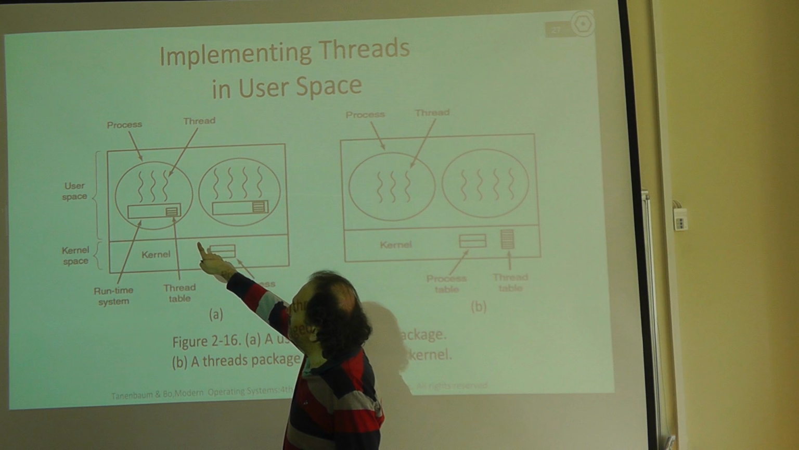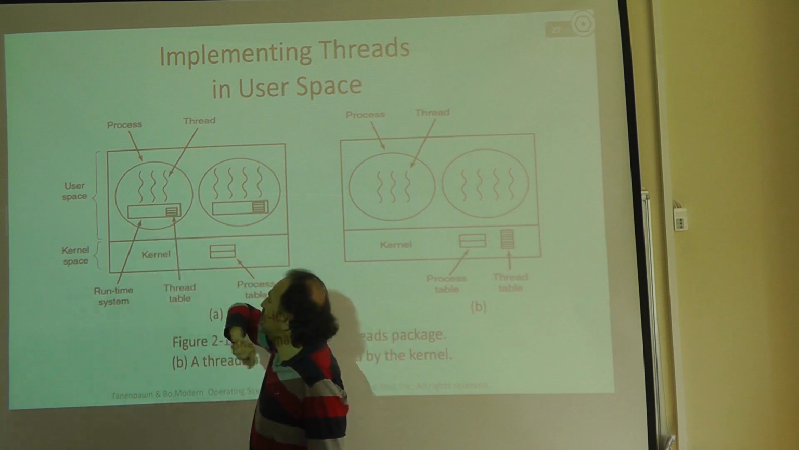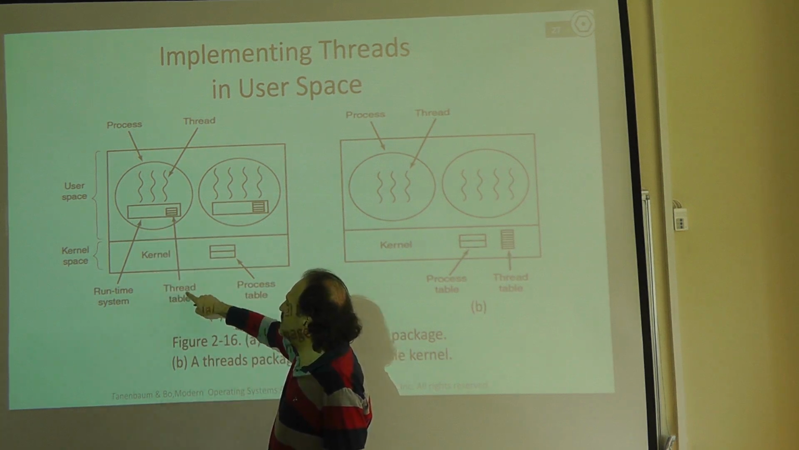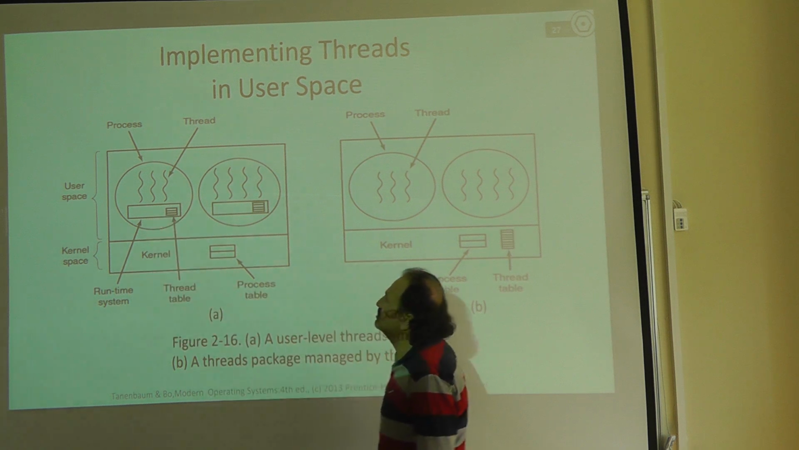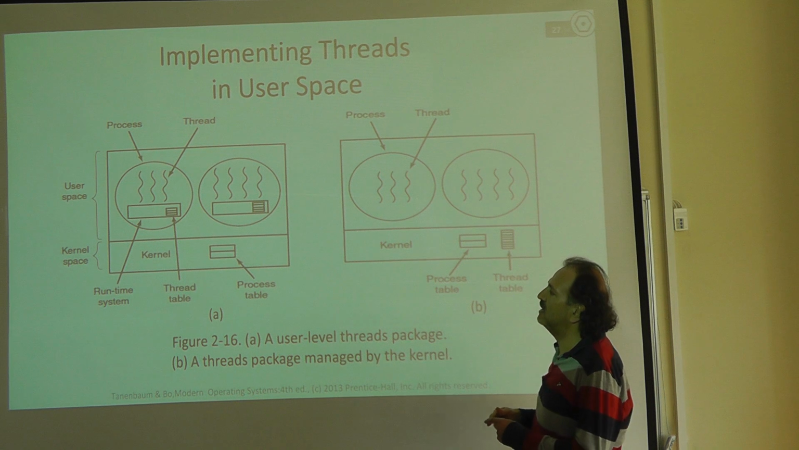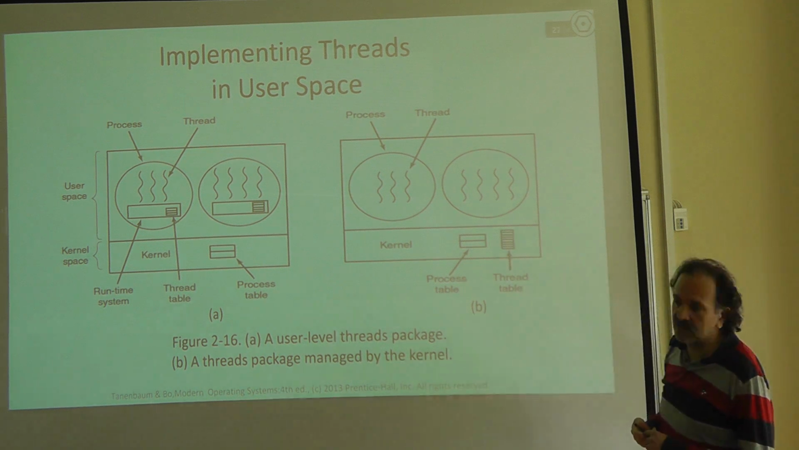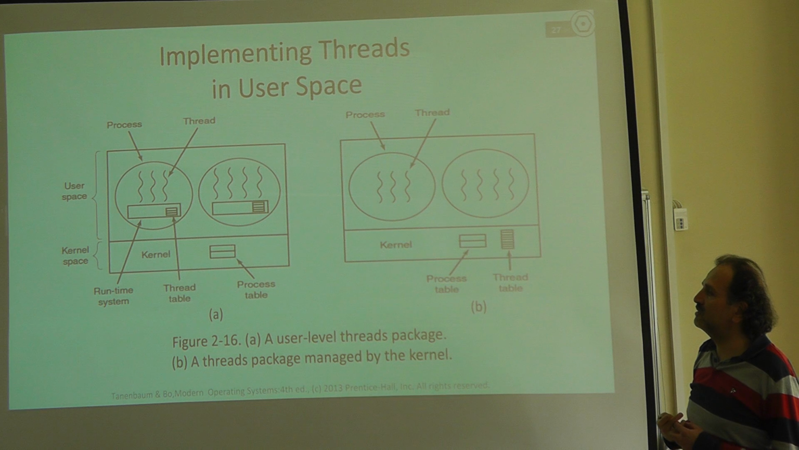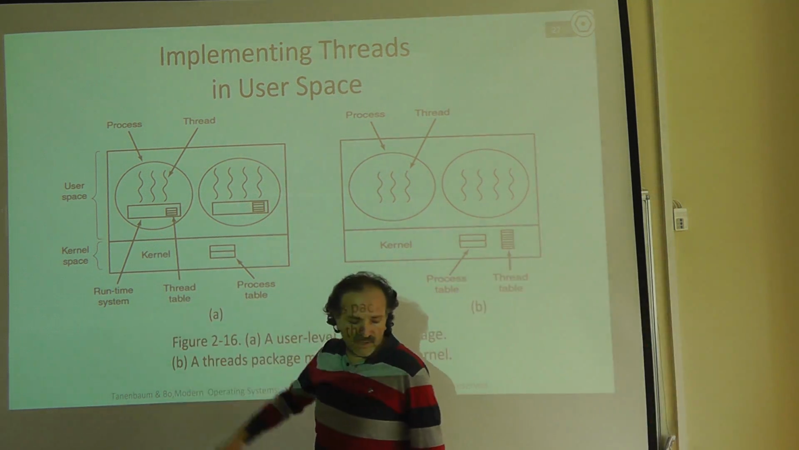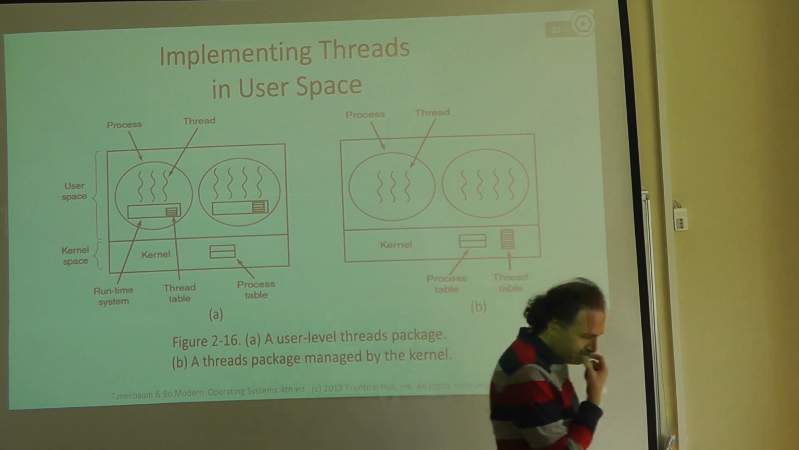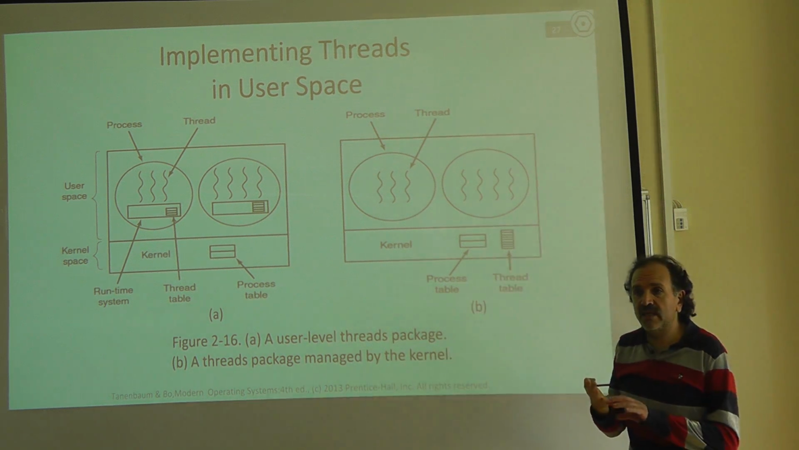So when you are implementing the threads in the user space, you put all of your thread-related data inside the process. The process keeps all the thread-related data. What is the thread-related data? What do we keep in the thread? It's called the thread table. What do we keep in the thread table again? Thread ID, process name. Thread ID. What else?